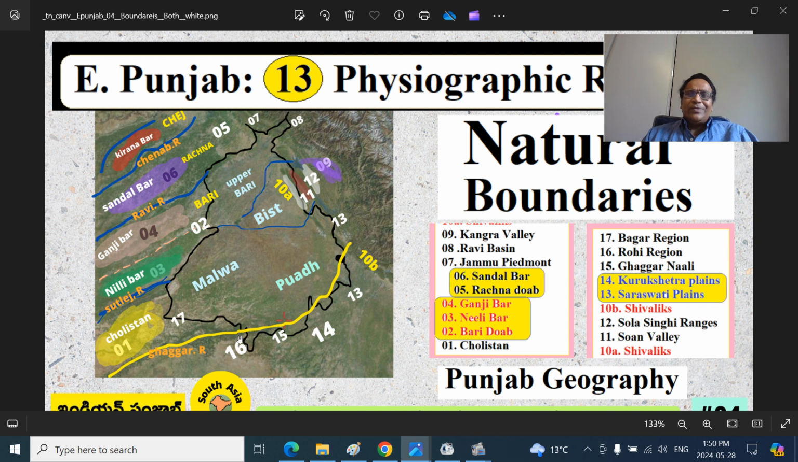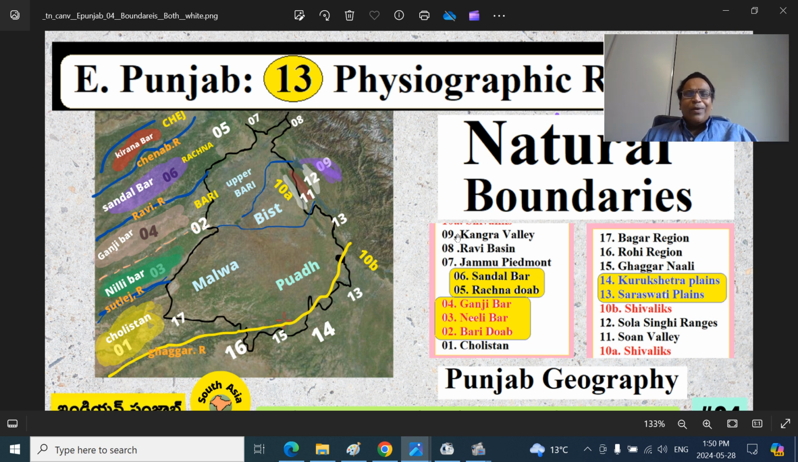So that is the 16th, Rohi region. And the southern part of the sandy plains of Punjab is called Bagar region. Much eroded, denuded, sandy, more Bagar region. They extend into the Ganganagar region, Hanumangarh region, and Anupgarh region. So those are south of the Malwa plains. So that is the 17th.